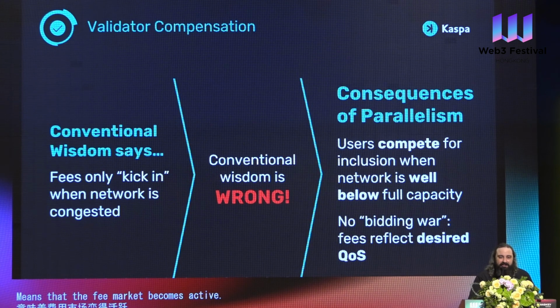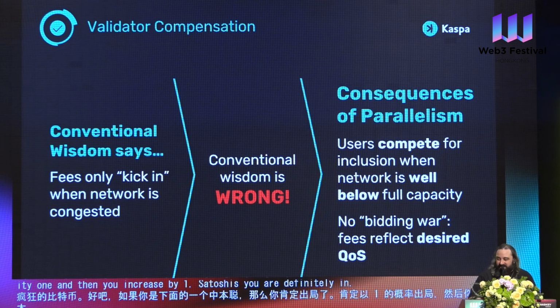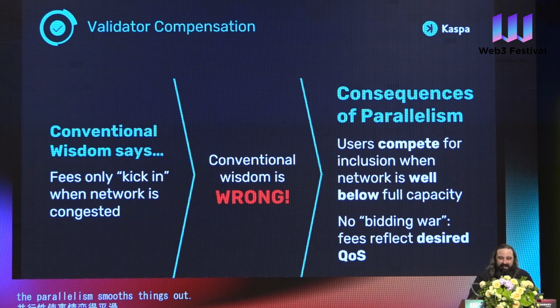And not only that, it avoids this weird bidding war dynamic you have in, say, Bitcoin, where if you are 1 Satoshi below, then you are definitely out with probability 1, and then you increase by 1 Satoshi, you are definitely in. No, the parallelism smooths things out in a way that means that the amount of fee you pay reflects much better the quality of service you expect to get.